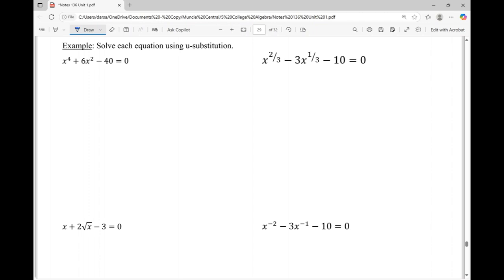So what we're going to do is look at what would traditionally be the bx term and ask ourselves, what is the thing sitting next to that number that would be our b? In this case, b would be 6 and x squared is what's sitting next to it. We're going to make that the letter u. We're going to set u equal to x squared.